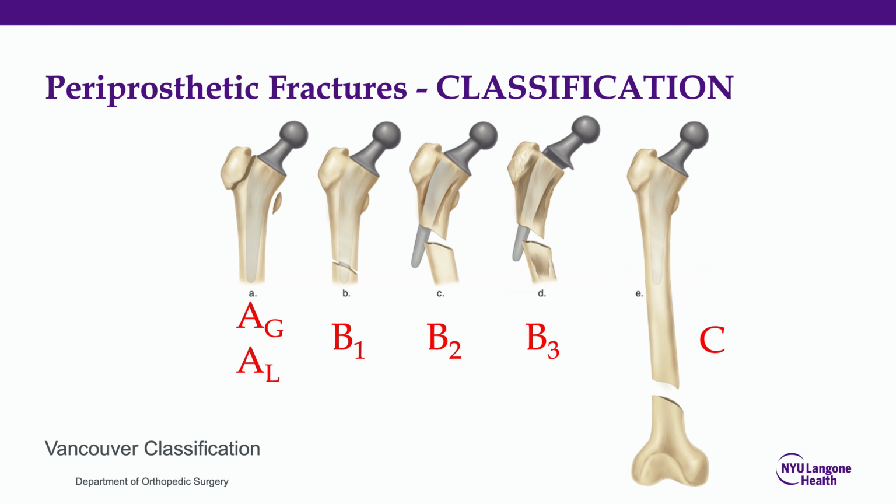Your B1 fractures are fractures around the implant without loosening. Your B2 fractures are around the implant and there is loosening present, and your B3 fractures are around the implant with loosening present and significant bone loss. And then you have your Vancouver C fractures, which are well distal to the implant with a well-fixed implant.